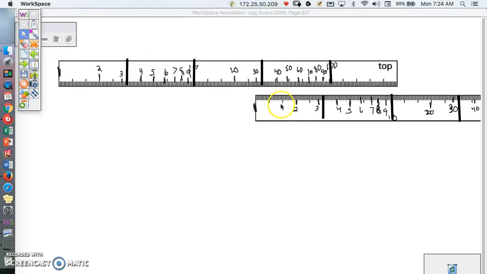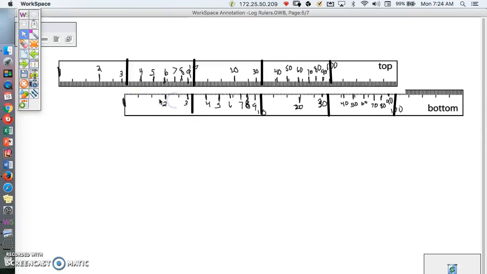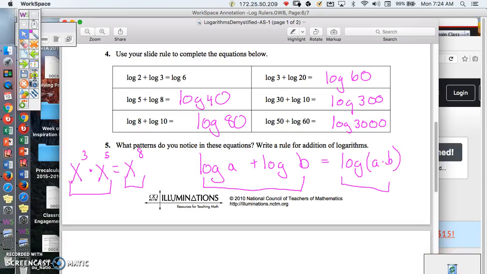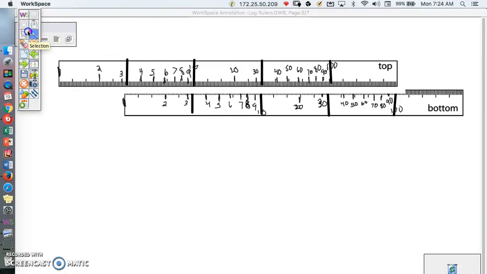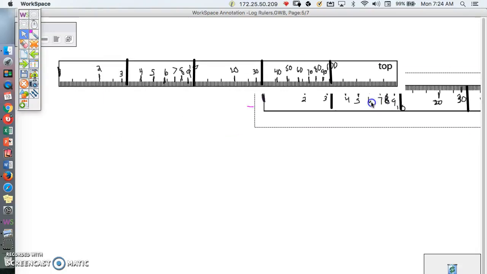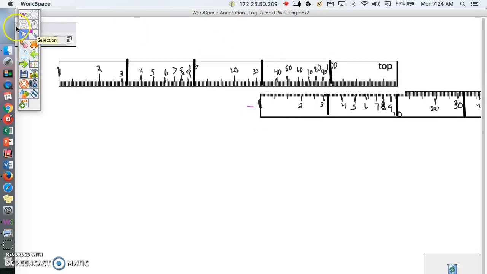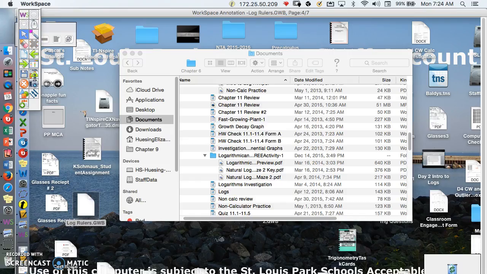So the next one we have, log 9 minus log 3 is log 3. Let's see, I don't think that one's on there, but we could do 30 minus 10. So 30, we did that one already. Let's do 90 minus 3. 90 minus 3 is 30. Oops, I went the wrong way.